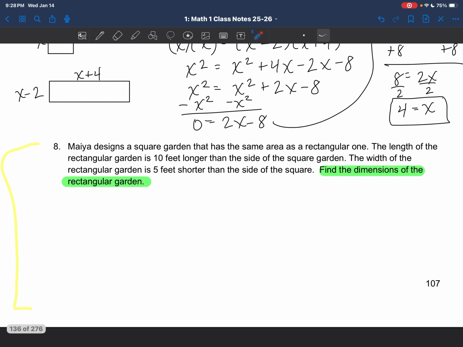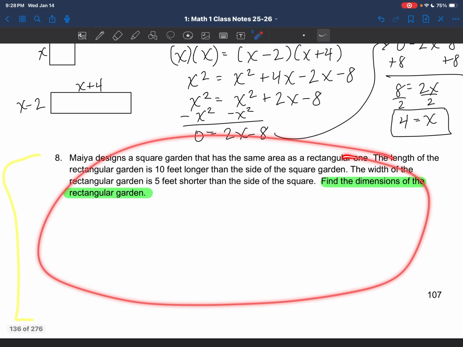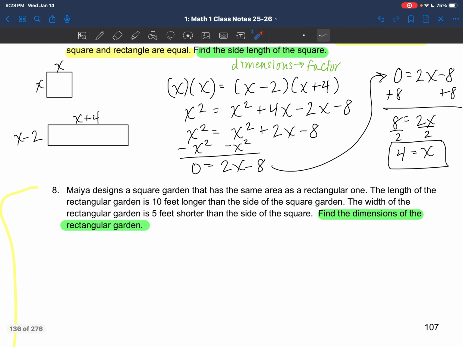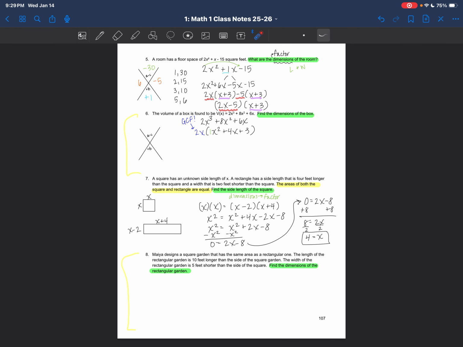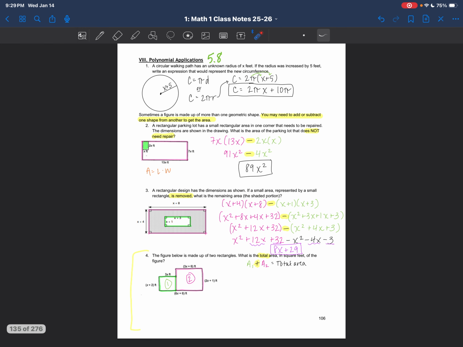All right, so what I want you to do is you're going to do this one, but you're going to set it up very similar to how this one is. And I'll give you a hint, your answers are 5 and 20, or 5 by 20. So if you did number 8 correctly, that's what you should get. And then that is polynomial applications.